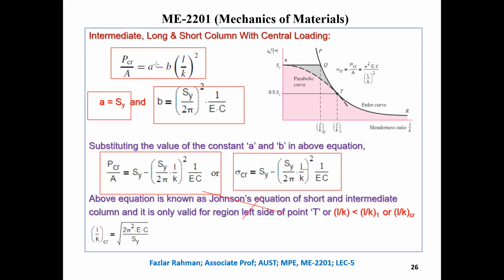And if L by K is less than this value, the column will work like a short column. If your L by K is greater than L by K critical, then it will behave like a long column. That means on your right side, you need to use the Euler equation. On your left side, you need to use the Johnson equation.